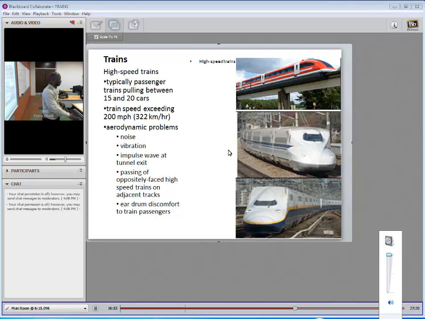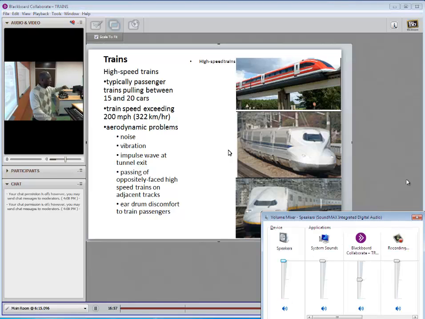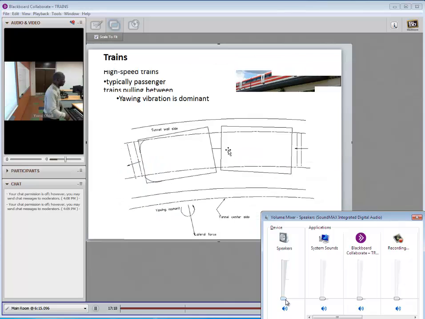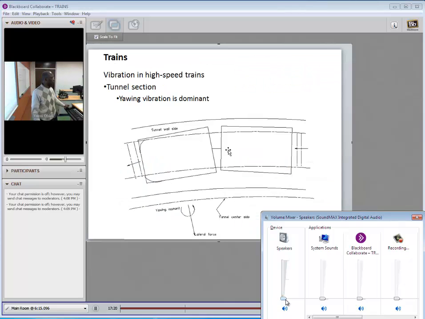So these are the challenges: the noise, the vibration, the impulse wave at the tunnel exit, the passing of oppositely phased high-speed trains on adjacent tracks, and those tracks are about 2 train widths apart. So they're close enough to be of concern, and the eardrum discomfort to train passengers that comes from this. It's an example of what you have.